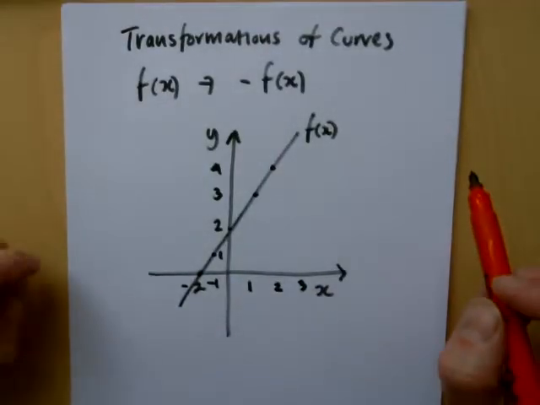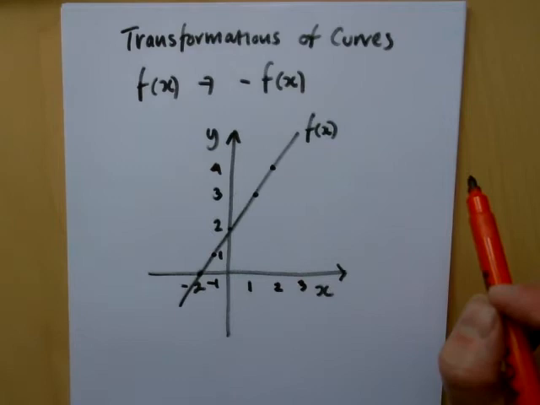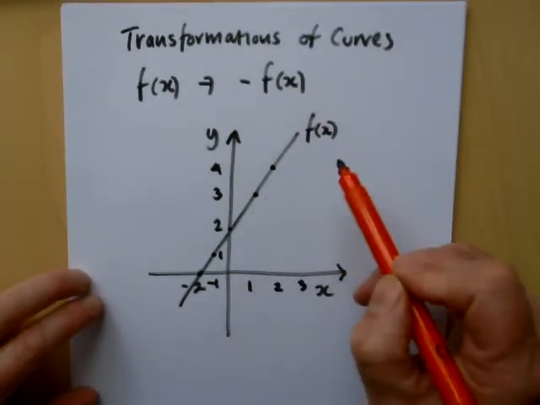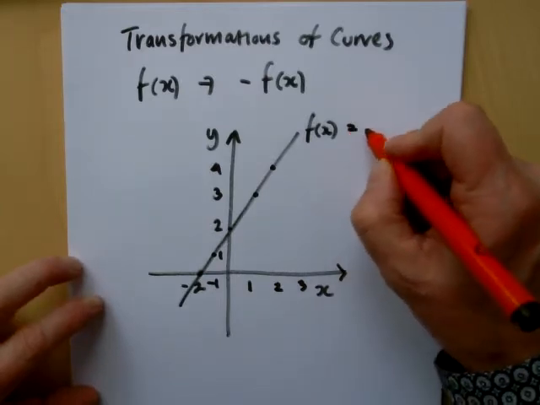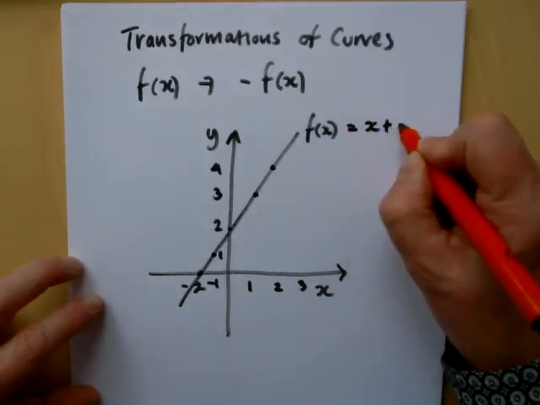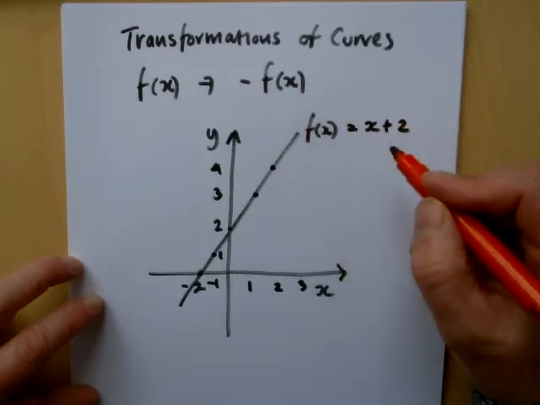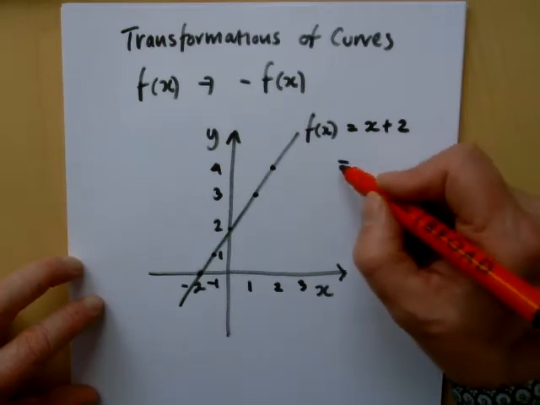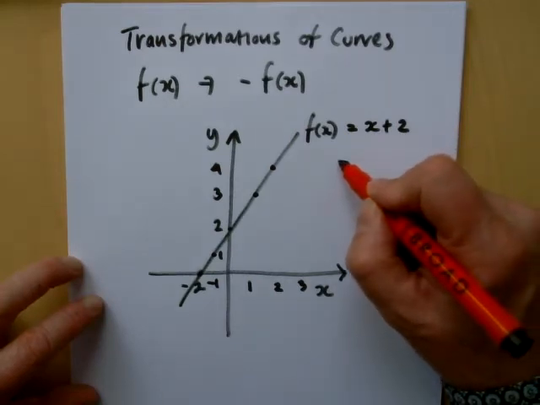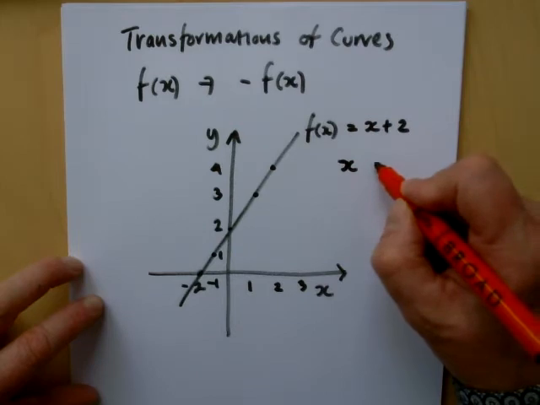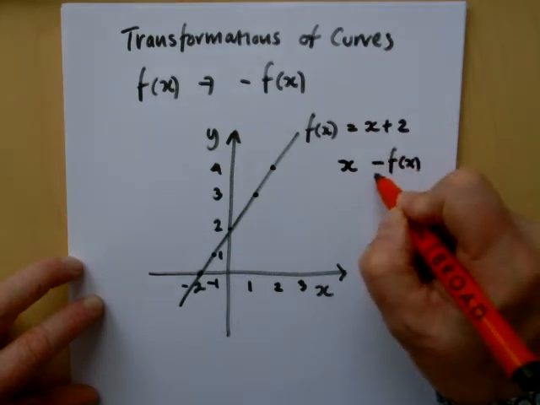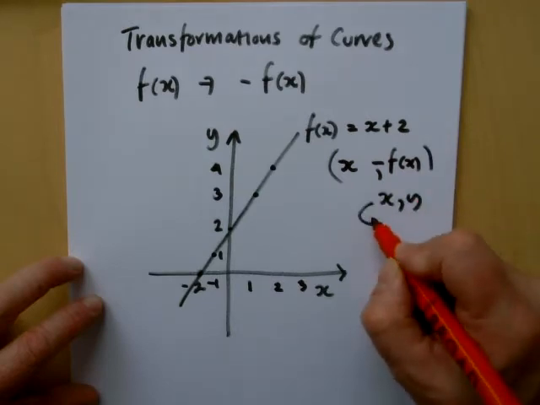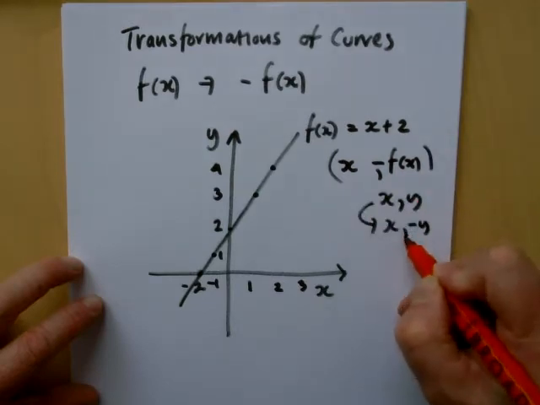So for this transformation of curve, look what happens when we transform a graph from f of x to minus f of x. So I've sketched in the line f of x, where f of x equals x plus 2. Well, the meaning of minus f of x is to find this value and then change its sign over. So we put x in, and then when f of x comes out, we change its sign. So it's a bit like saying what was x, y becomes x, minus y.